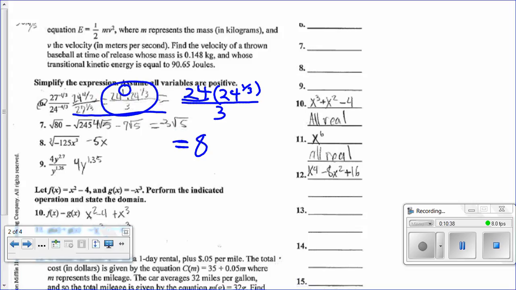Now, 24 to the 1/3 power. If anything is to a fraction, or especially a fraction like 1/3 or 1/2, anything to the 1/2 is just the square root. Well, anything to the 1/3 just means the third root or the cube root. So what we really have is, we did our little division here, 3 goes into 24 8 times. So we have 8 times the cube root, or third root, of 24. But we're not quite done yet.